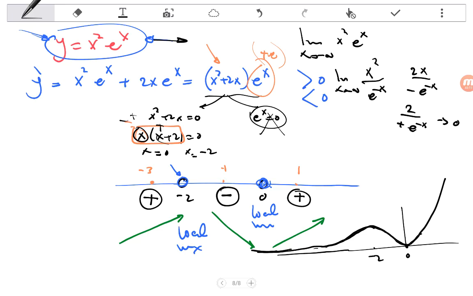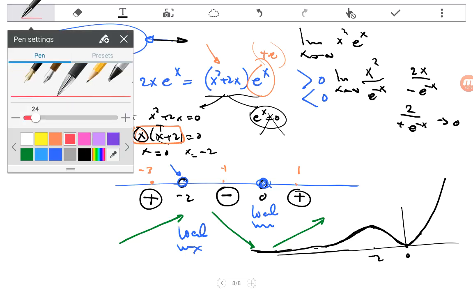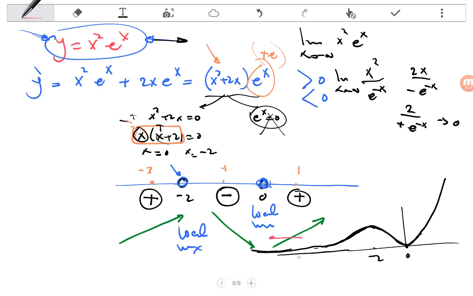I will have a horizontal asymptote when going to negative infinity, like this. You need to know how to find this limit. You have learned L'Hopital, and you need to practice how to find this limit. I just applied L'Hopital 2 times.